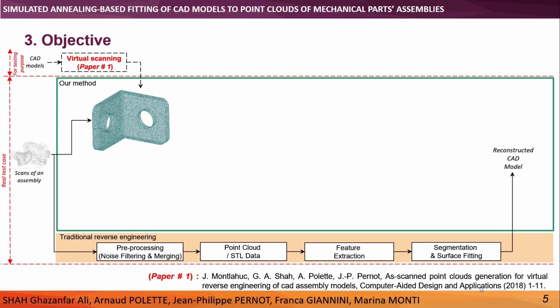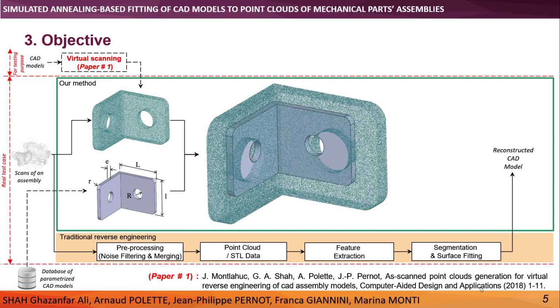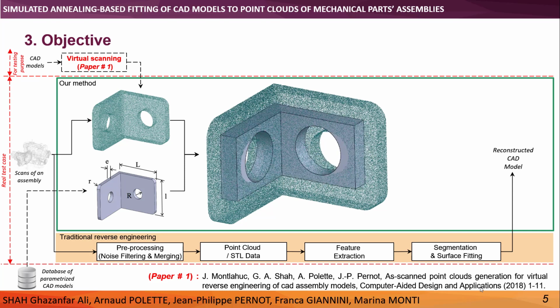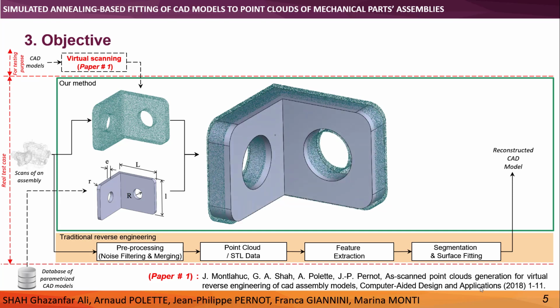So as soon as we have a point cloud, the user requires a CAD template, a parametric CAD template that is coming from a database. So having a CAD template and a point cloud, we need an optimization process that will allow to fit this CAD template to a given point cloud by playing with the parameters of this CAD template.